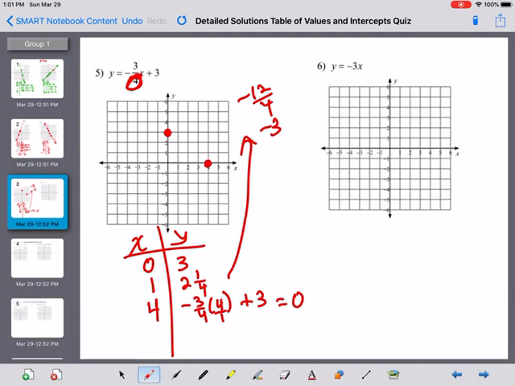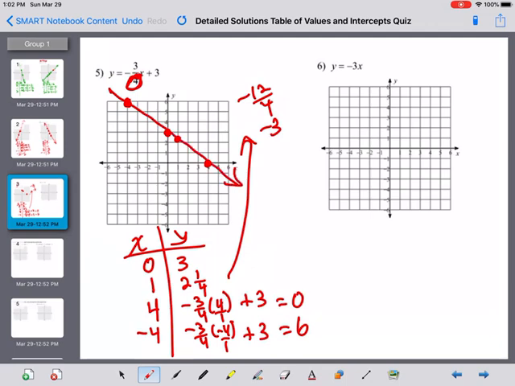We have 1 and 2/4, 2 1/4. So that's here. So it still fits in that line. I'm not going to pick 8 because that'll go off the graph paper. Let's pick negative 4. So negative 3/4 times negative 4 is, so this becomes 3. 3 plus 3 is 6. So negative 4, 6. And then that fits on here.